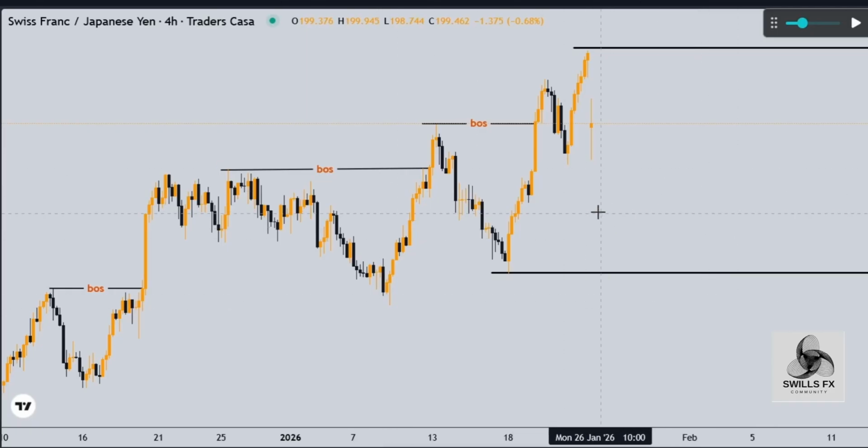There's a trade on CHFJPY on the 4-hour time frame that I took last week with my community. In this video, I'll be taking you through my thought process and what I saw before taking this setup. First of all, we can clearly see that over here, we've had a series of breakout structures to the upside, indicating that this market has been on an uptrend, right?